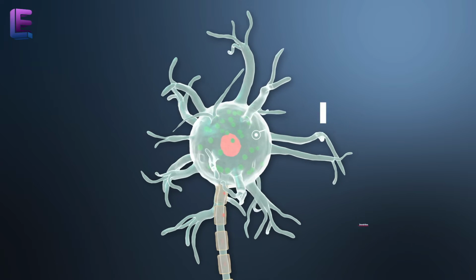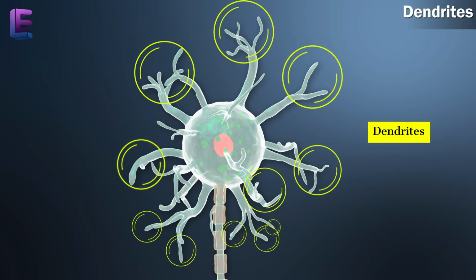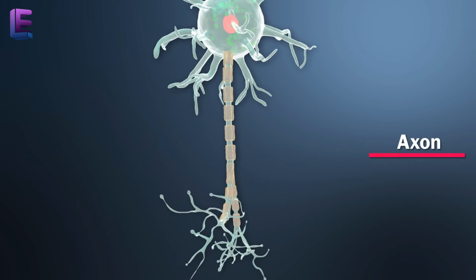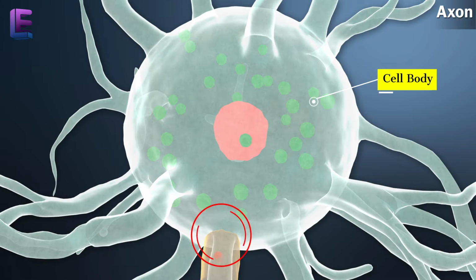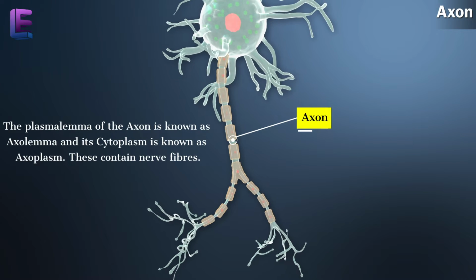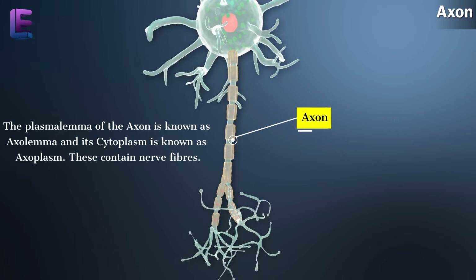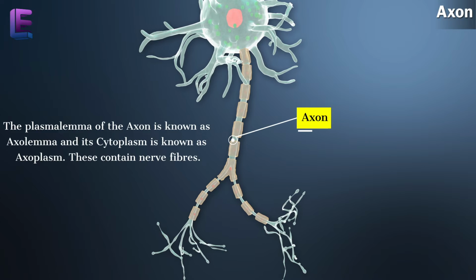Dendrites. The small branch structures surrounding the cell bodies are known as dendrites. They contain Nissl structures and nerve fibers. Axon. The axon is a single long cylindrical structure. It emerges from a part of the cell body known as axon hillock. The plasma lemma of the axon is known as axolemma, and its cytoplasm is known as axoplasm. These contain nerve fibers but not Nissl structures.